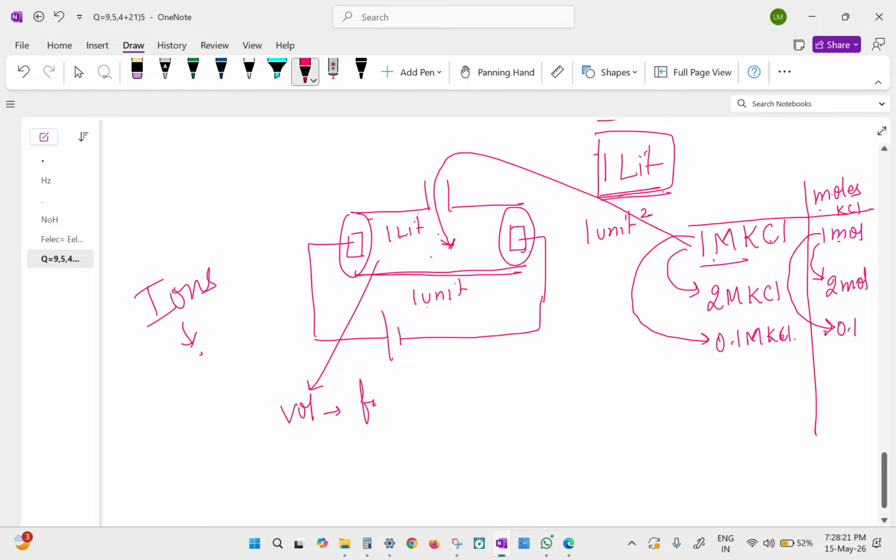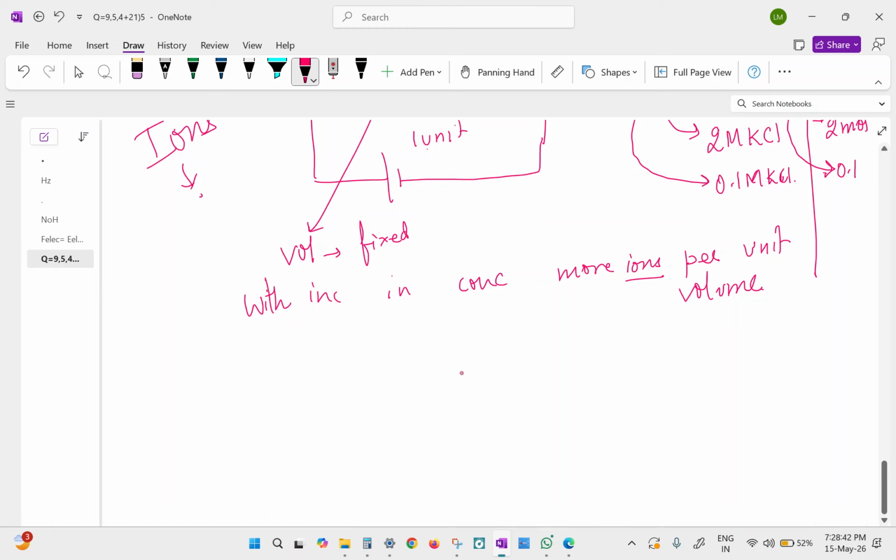The volume of solution is fixed. So, can we say that with increase in concentration, there are more ions per unit volume? And since these ions are the charge carriers, can I say that the conductivity increases with increase in concentration? Yes, ma'am. Same is the case with decrease.